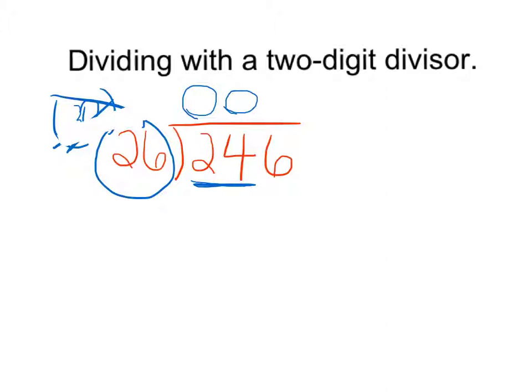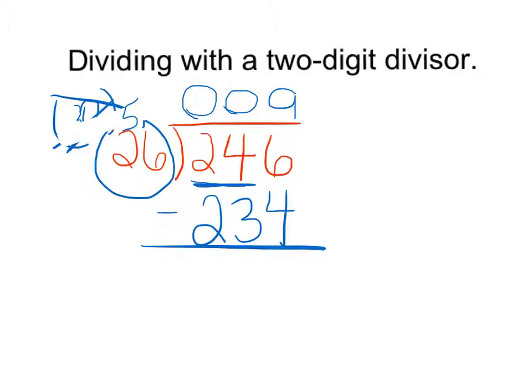Okay, so I'm going to go up to 9. 9 times 6 is 54. 9 times 2 is 18. 18 plus 5 is 23. That is definitely closer. Now I'm going to subtract just like I would in any other division problem. 6 minus 4 is 2. 4 minus 3 is 1. Now I have to check, is 12 less than 26? It sure is, so I couldn't make another group, but it is going to be my remainder.